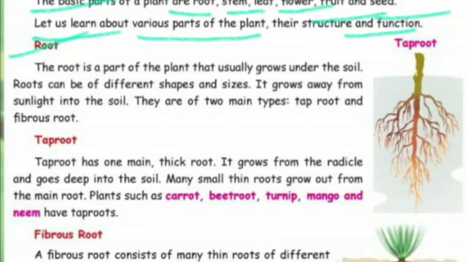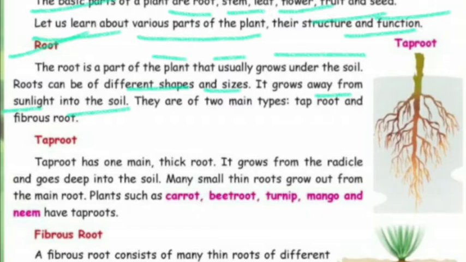The root is a part of the plant that usually grows under the soil. What I told you, root always grows under the soil. Roots can be of different shapes and sizes. It grows away from sunlight into the soil because under the ground there is no sunlight at all. So they are growing without sunlight. Only leaves absorb the sunlight. Roots are not able to absorb the sunlight.